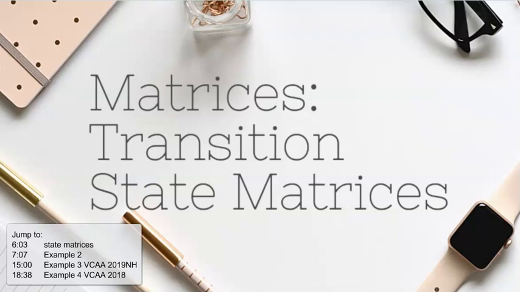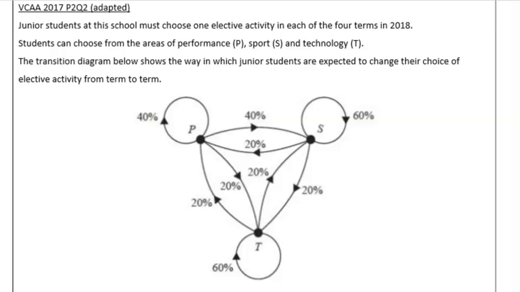This video will look at using and understanding transition matrices as well as calculating basic state matrices. So our first example here is from the VCAA 2017 paper 2, so that's the extended response, and it's a slightly adapted version of question 2 out of that exam. Junior school students at this school must choose one elective activity in each of the 4 terms in 2018.